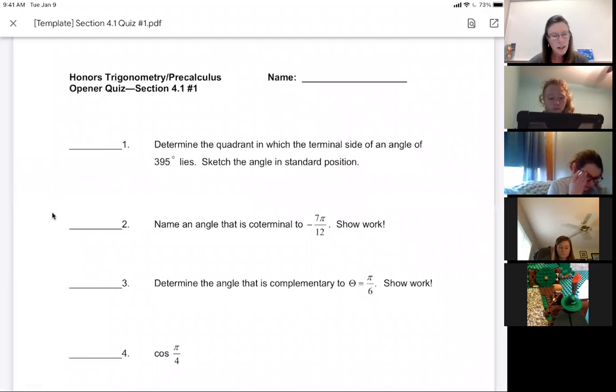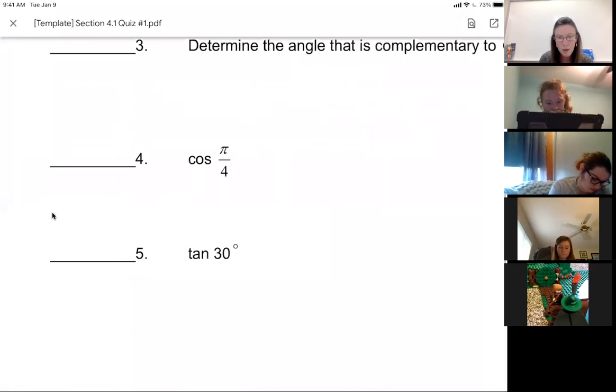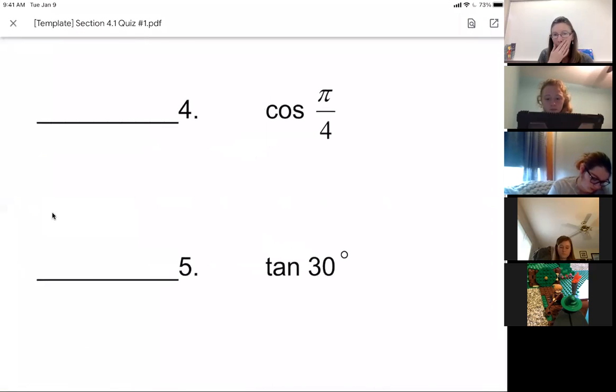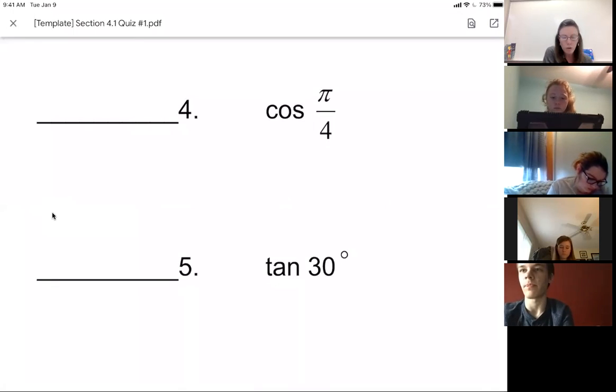And just to explain the last 2 problems, if you want to draw a triangle, you can, but you don't have to. If you want to use what we just talked about with the unit circle, you can use that as well. But your goal is to figure out what the value is, what it's equal to. I don't want to know that pi over 4 is a 45-degree angle. What is the sine of pi over 4 equal to? Or what is the cosine of pi over 4 equal to? So that's what you're finding for 4 and 5.